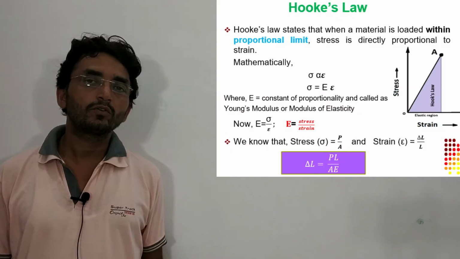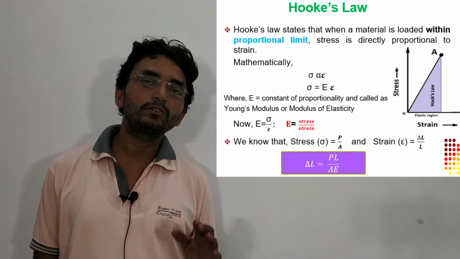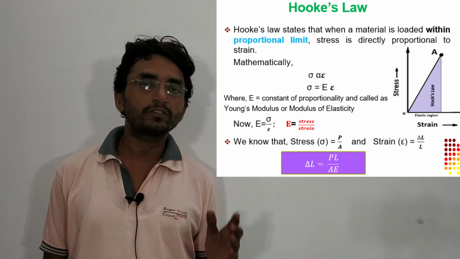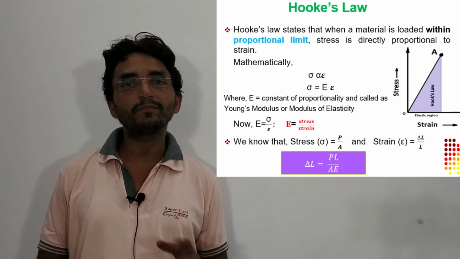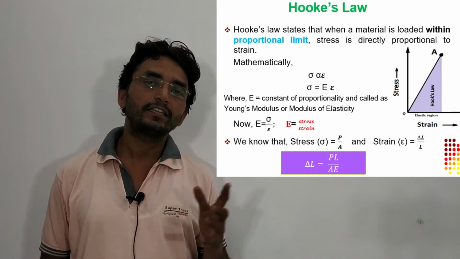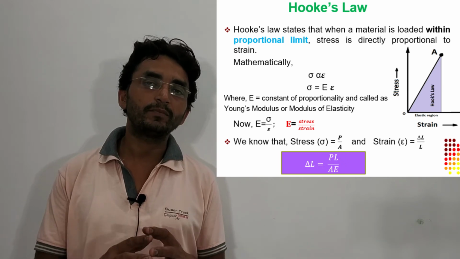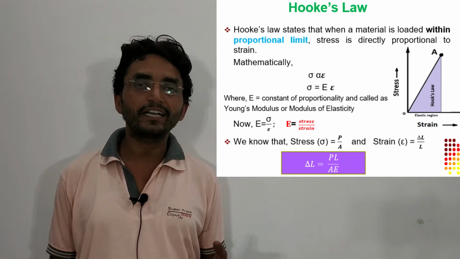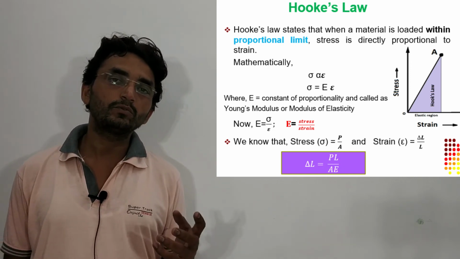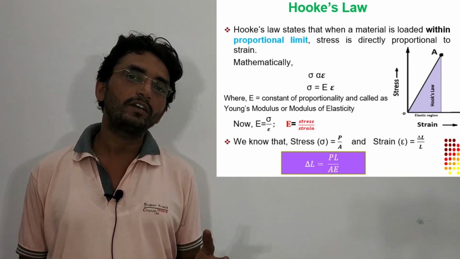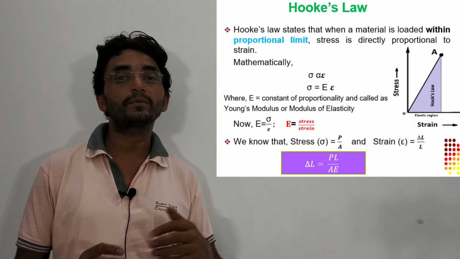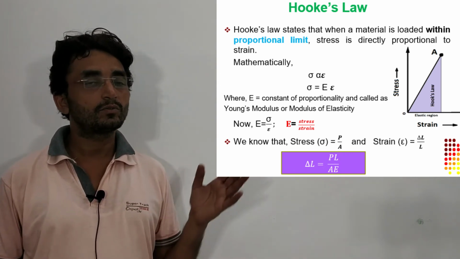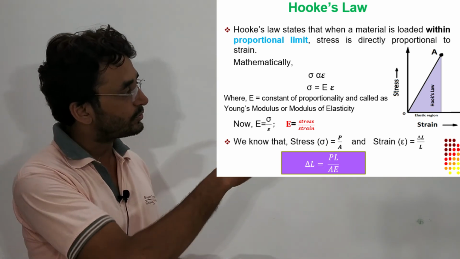Now come to the next topic, that is Hooke's law. So what is Hooke's law? First of all, I want to tell you some history about it. Hooke was an English scientist, his complete name was Robert Hooke, and he did some experiments in 1660. Then he concluded all his experiments and gave this law. He stated that whenever a body is subjected to any kind of load under the elastic limit, the stress developed in the body is directly proportional to strain. So you can see stress is proportional to strain.